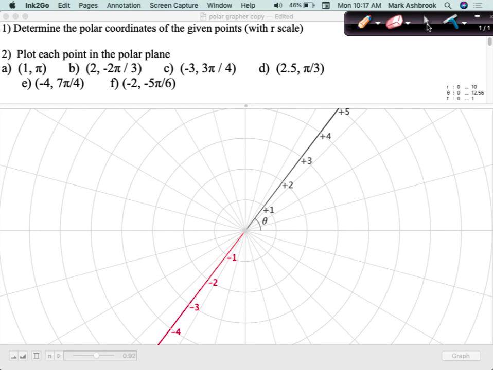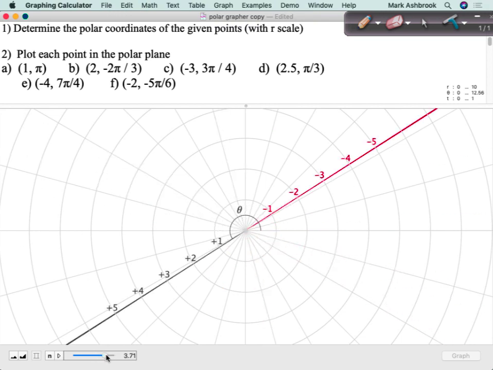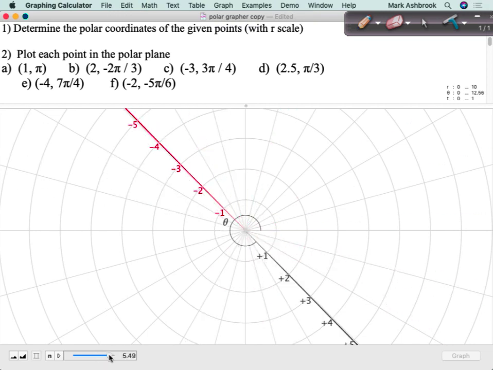So E, we're at 7 pi over 4. Which quadrant is 7 pi over 4? Fourth. I think it's right about there. That's 7 pi over 4. And that's the direction of positive r, the direction of the terminal side of 7 pi over 4, so negative r is here. There's the point. That's where you should have put the point for E. Negative 4, 7 pi over 4.